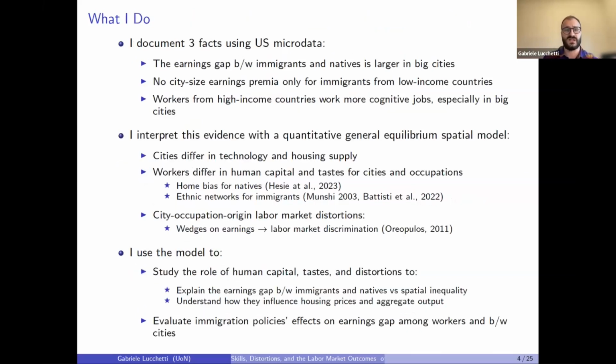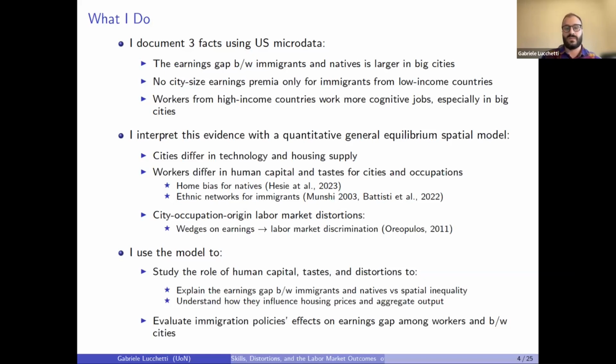So how do I add to this literature? I start by documenting three facts using US microdata. The first fact relates to the earnings gap of immigrants, and I show that the earnings gap between immigrants and natives is larger in bigger cities. By digging into this fact, I also show that the lack of a city size earnings premium, or the fact that the earnings gap with natives is larger in bigger cities, is there only for immigrants from low-income countries.